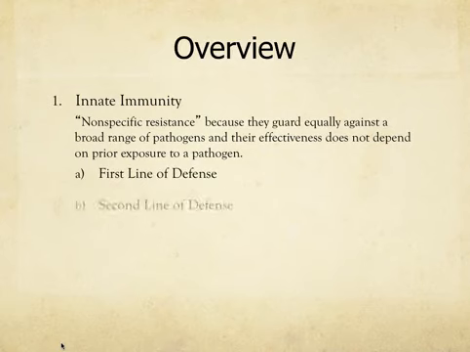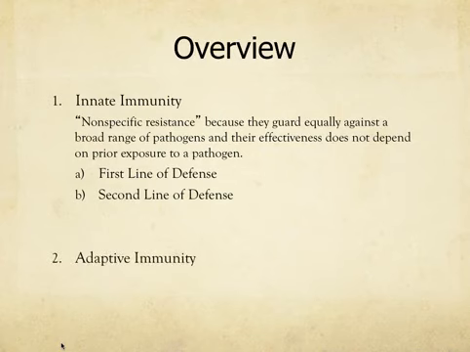It doesn't modify its response in any sort of way. We have a first line of defense and a second line of defense. This will be pretty obvious, especially at that first line of defense, how that works. Then we'll talk about adaptive immunity, and our discussion about adaptive immunity will be the bulk of what we talk about. All right, so we're going to start with innate immunity first.